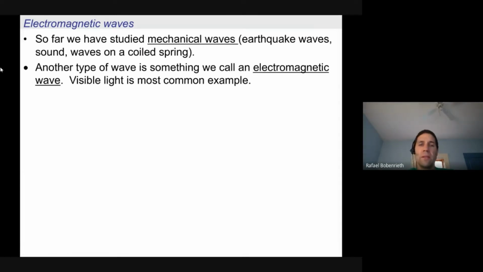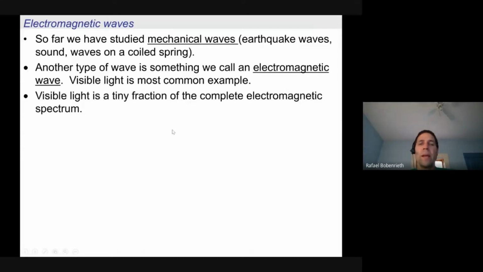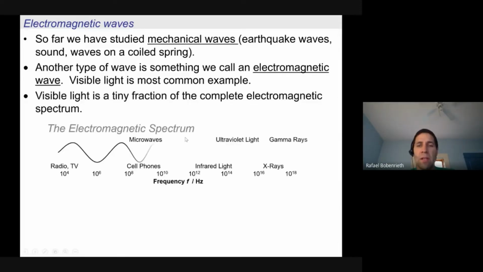And very vital to us, visible light, the light that we can see, the different colors, is the most common example that we can sense with our own innate senses. Okay, but I want you to realize that visible light is really just a tiny fraction of what we call the complete electromagnetic spectrum. You can see an image here of the electromagnetic spectrum. There are all sorts of electromagnetic waves that encompass the electromagnetic spectrum. They include, on the left there, very long wavelength electromagnetic waves called radio, TV.